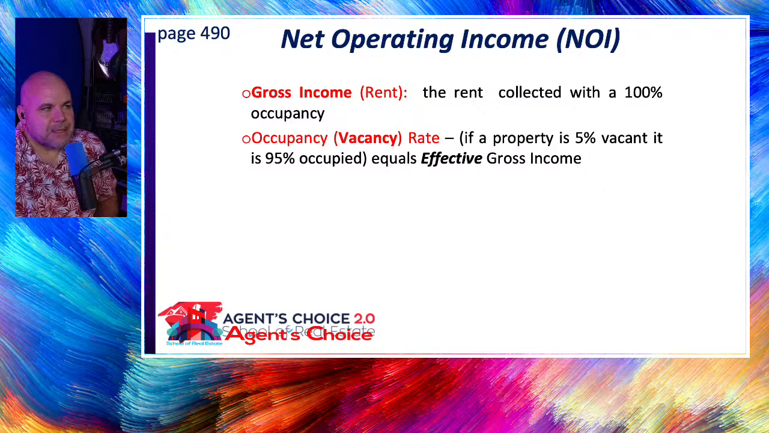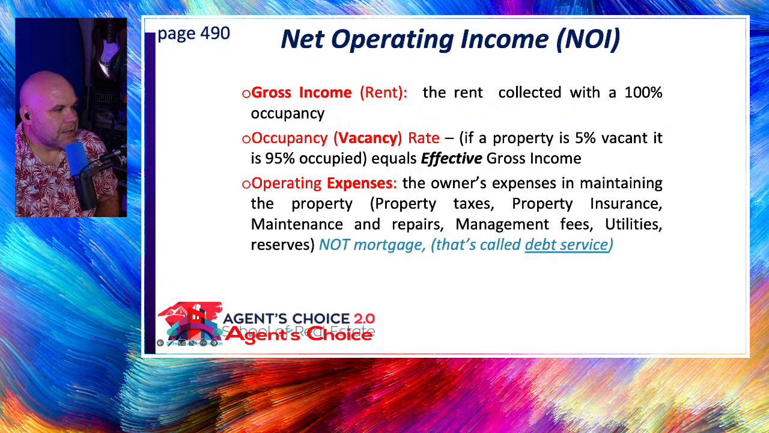Which of the following is not operating expenses? A, property tax. B, maintenance. C, debt service. Or D, utilities. That's how it could show up on the test, some version of that. Debt service, the mortgage payment, not an operating expense. There it is. Sorry, I'm looking at the wrong thing, and I'm thinking you're seeing what I'm seeing. That's easier. Operating expenses do not include debt service.